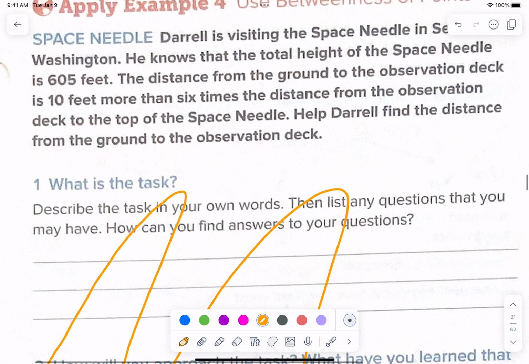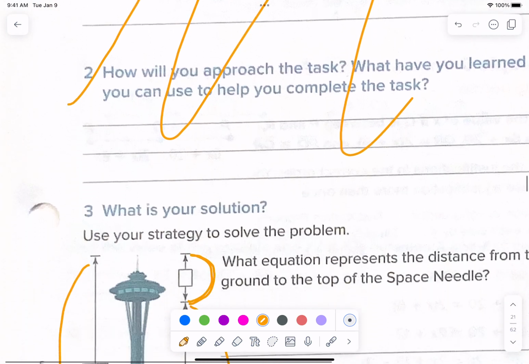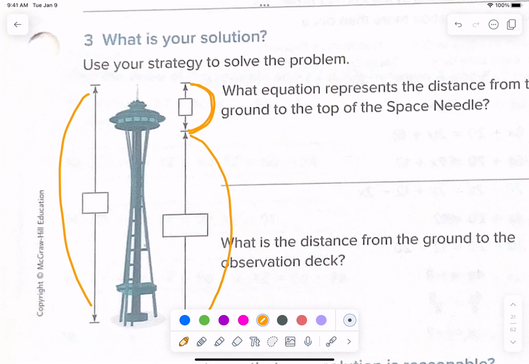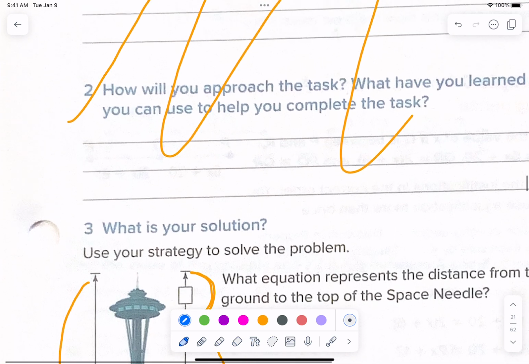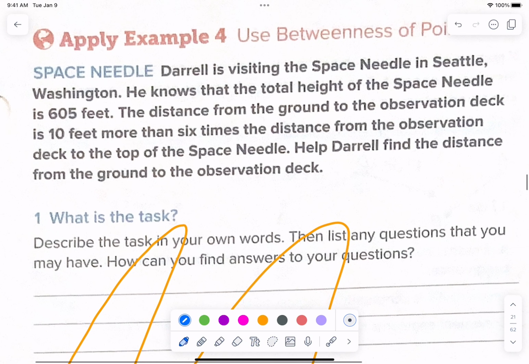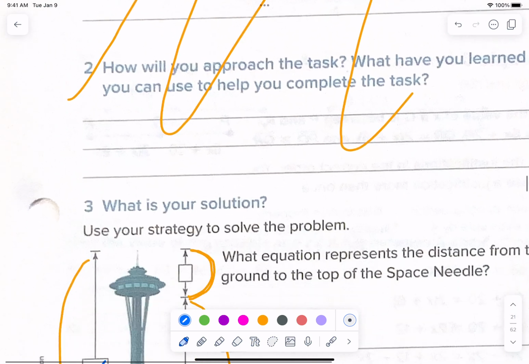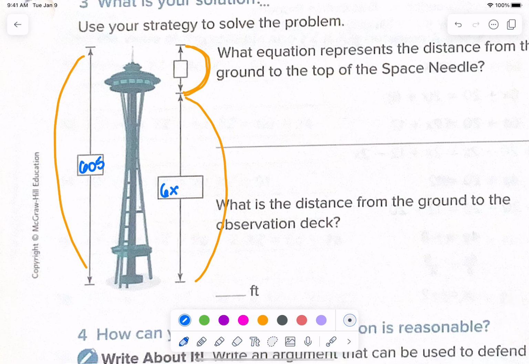All right, Daryl is visiting the Space Needle in Seattle, Washington. He knows that the total height of the Space Needle is 605 feet. Let's label it. Where does that go? On the left, 605. Okay, all right, now here's the tricky part. The distance from the ground to the observation deck is 10 feet more than 6 times the height of the observation deck. So it's 6X plus 10. 10 feet more than 6 times that distance.